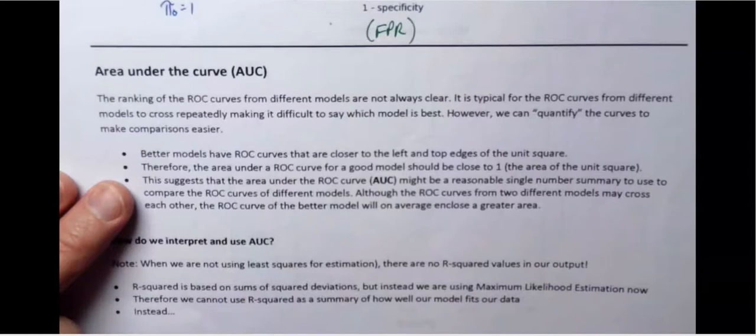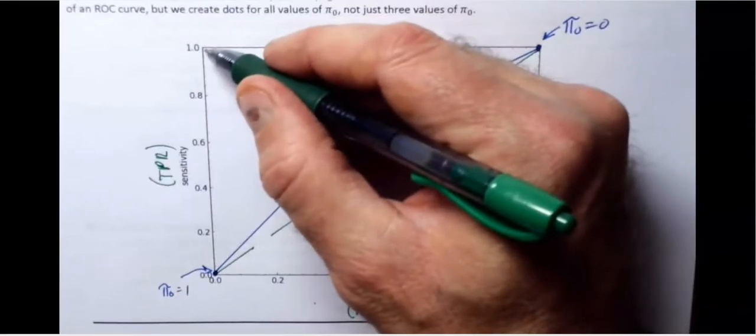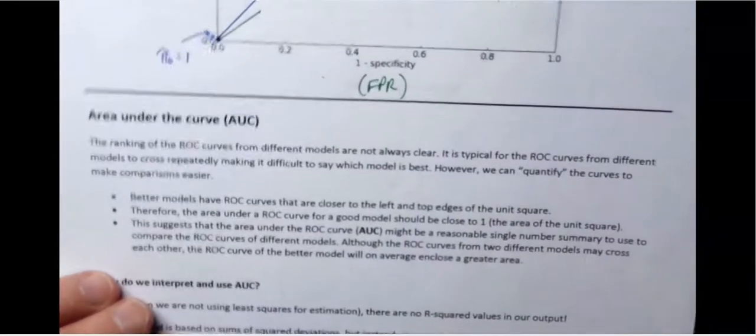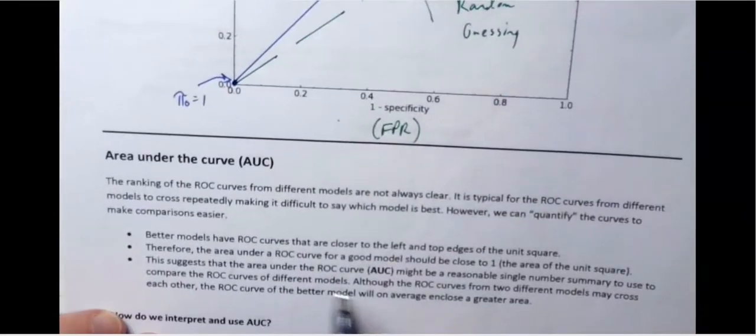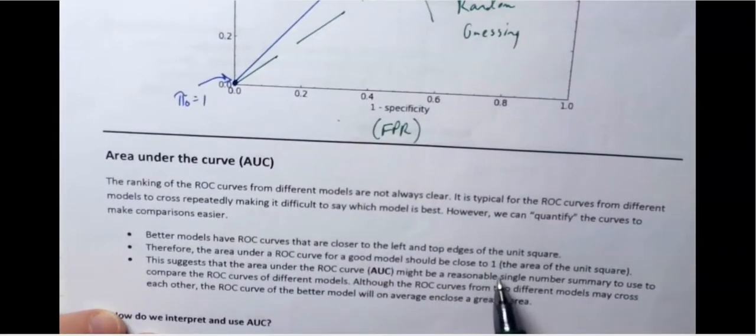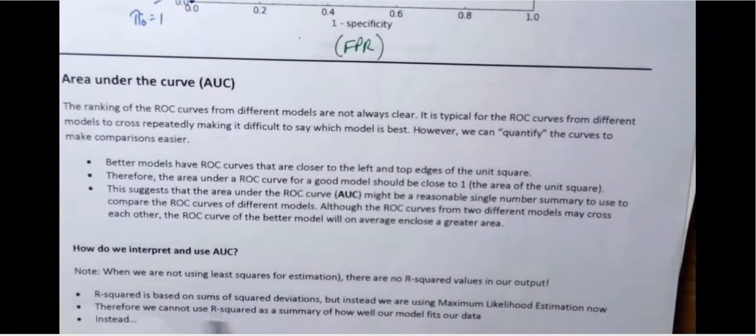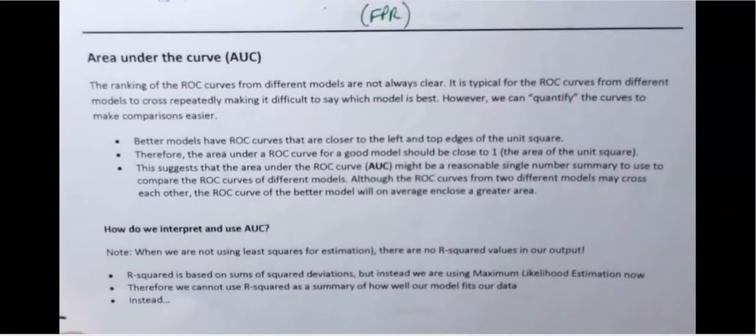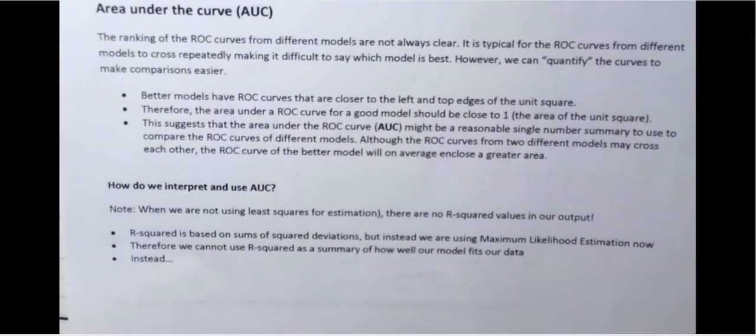Better models have ROC curves that are closer to the left and top edges of the unit square. So up here, again, this is what we're aiming for. That's the point we're aiming for. So if we have an ROC curve that goes like this, we'll have an area of 1, right? So ROC curves with areas closer to 1 are better. So we're going to use these area under the curves to interpret our model and how good our model is.